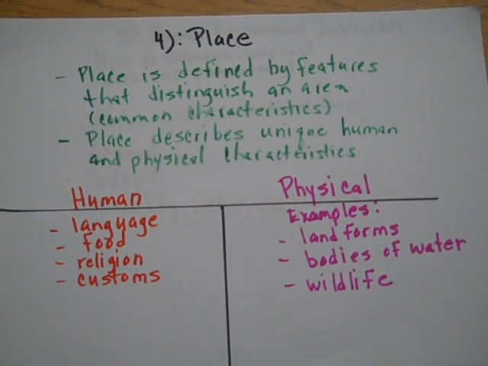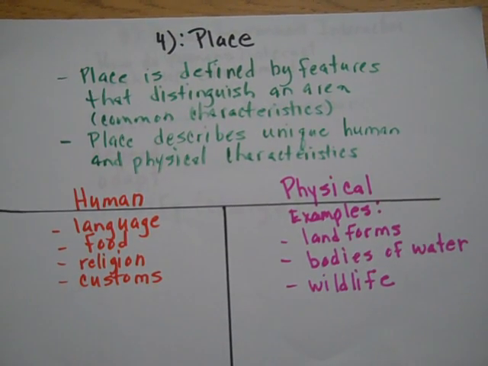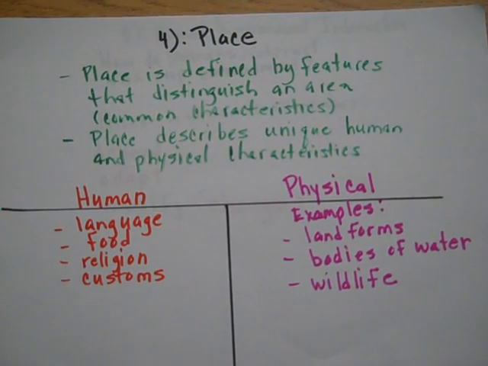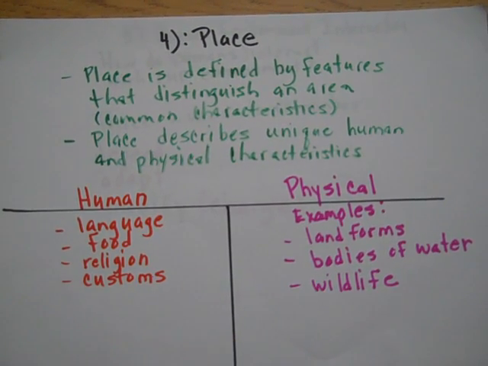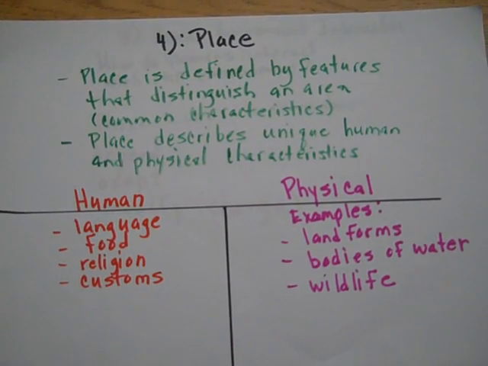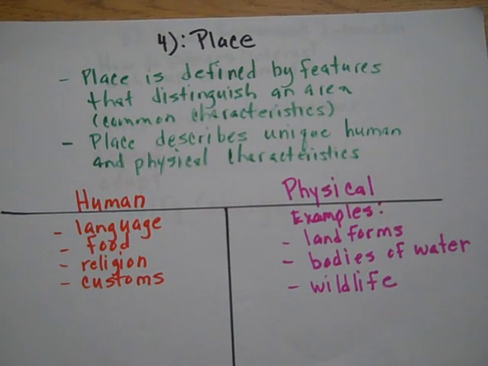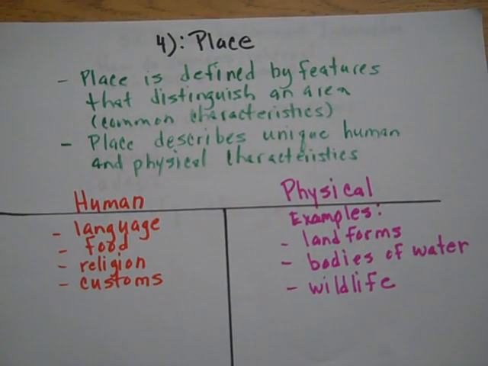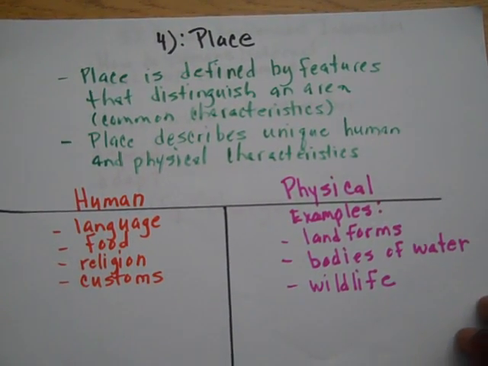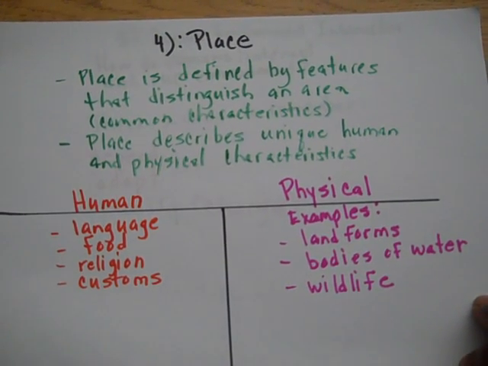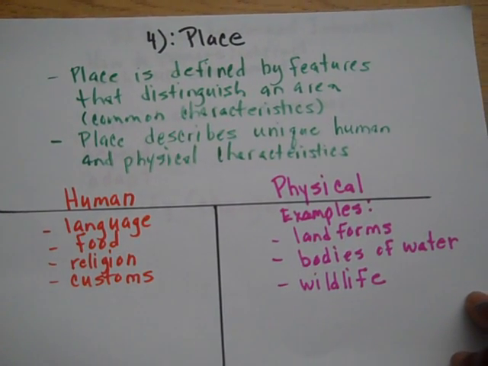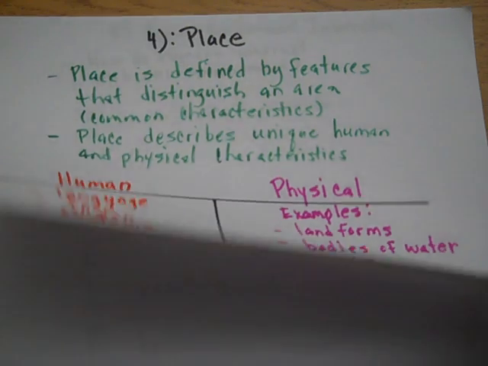The fourth theme of geography is place. When we talk about place, we're talking about defining features that distinguish an area. Place describes unique human and physical characteristics. If you're talking about human characteristics, you can look at their language, the food that they eat, the type of religion or religious celebrations they have, or what their customs are. But if you're looking at physical place, you're looking at things like bodies of water, landforms, and what type of wildlife is there, like in the Amazon River, for example. In the Amazon, they have a tropical rainforest. That's an example of finding physical place.